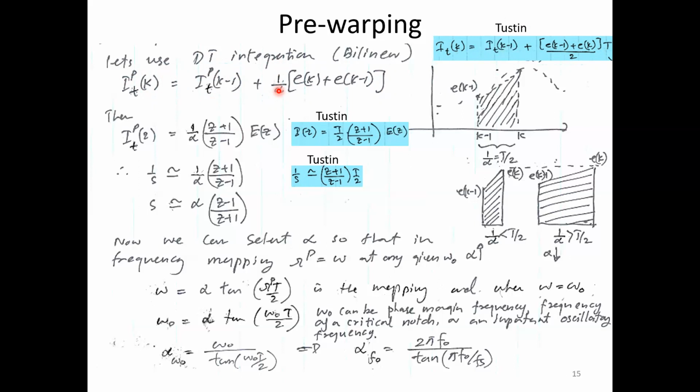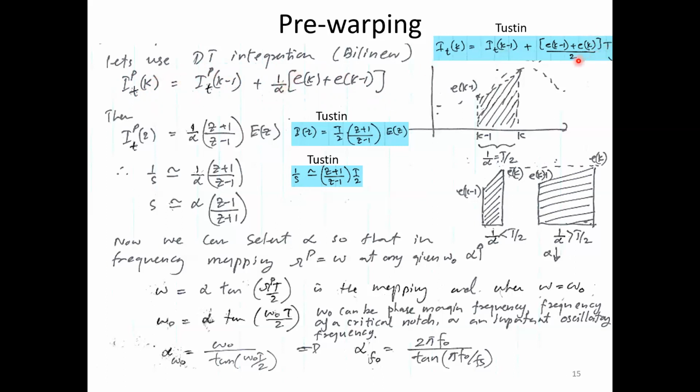We do these kind of things quite commonly in mathematics. Finally, we are going to calculate the value for alpha to achieve what we want, right? So this is not the original Tustin. This is the pre-warped Tustin. So therefore, I write it like I_T superscript P, to indicate that this is not the original Tustin. This is the pre-warping. Okay.